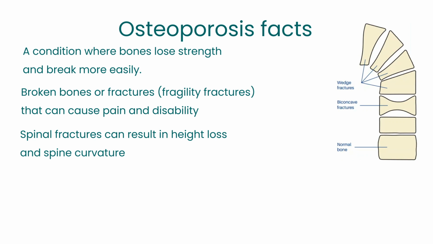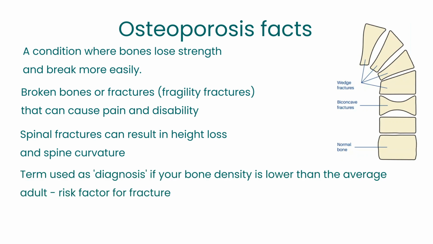Important to say that there is a diagnosis of osteoporosis made from something called a bone density scan. So if your bone density is lower, quite a bit lower than the average adult, this is a really important risk factor for fracture. It tells us that your bones are likely to be less strong. And if your bone density is at a certain level, then you are diagnosed with osteoporosis. It's got a very specific meaning there.